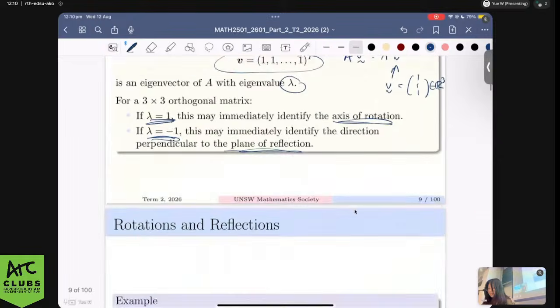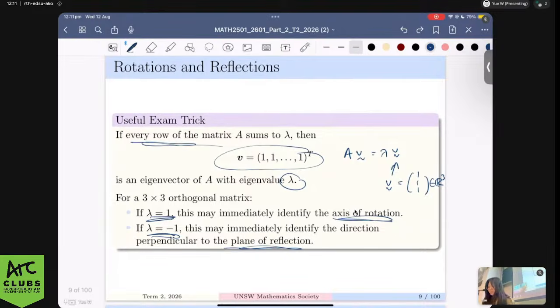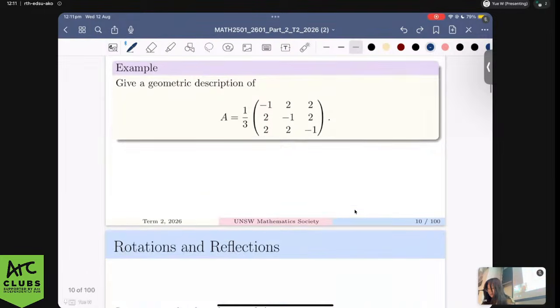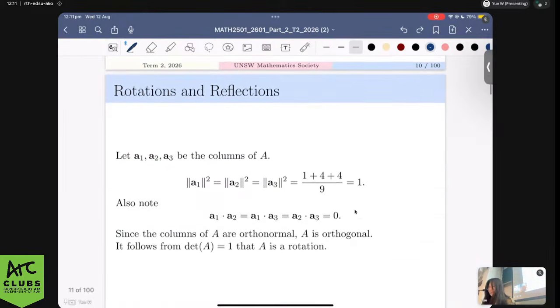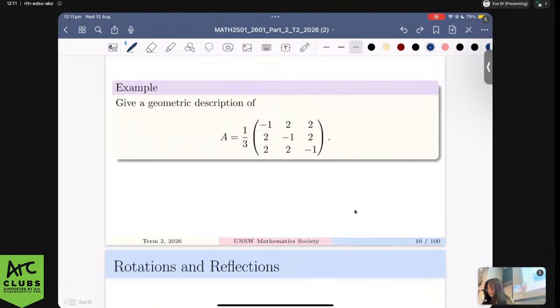This can be applied to, for example, a matrix here. If you sum these elements, they should all achieve the same sum, and you can use this very useful trick here. For this example, we want to give a geometric description of the matrix A. This is what we talked about before. The first thing you want to check with these types of examples is whether the matrix is orthogonal.